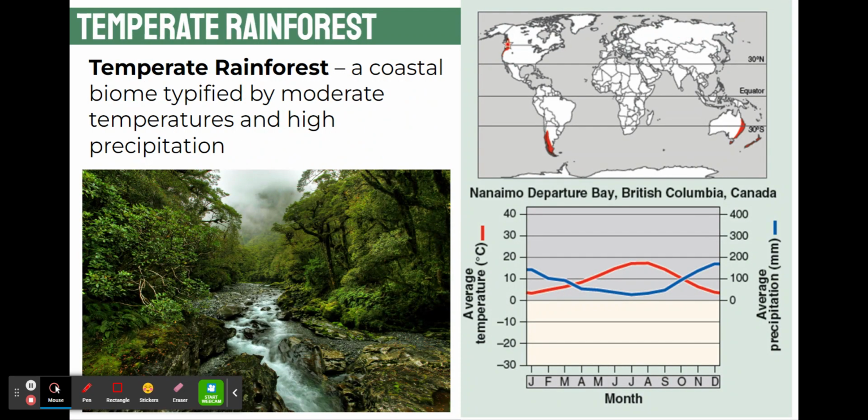Here's the temperate rainforest. It's a coastal biome typified by moderate temperatures and high precipitation. If you guys have ever seen Twilight, that is this biome. It's cold and rainy and really wet. It rains a lot in these temperate rainforests, that's why they're called a rainforest. It's not a tropical rainforest because it's not hot. Instead, it's a temperate rainforest because it's cold. It does have pretty warm summers, but it does have really cold and snowy winters.